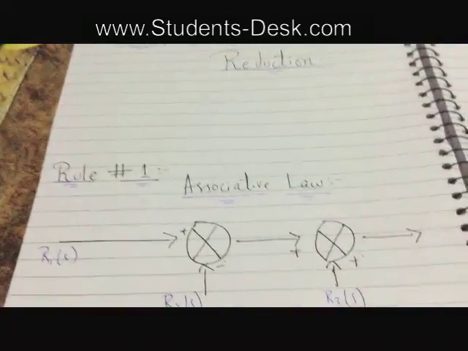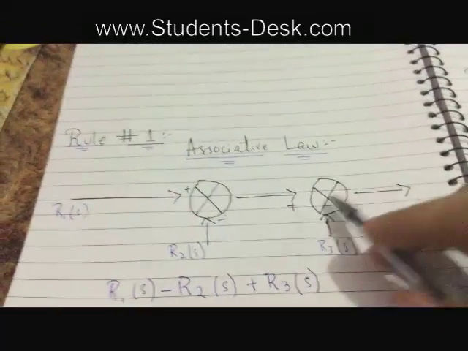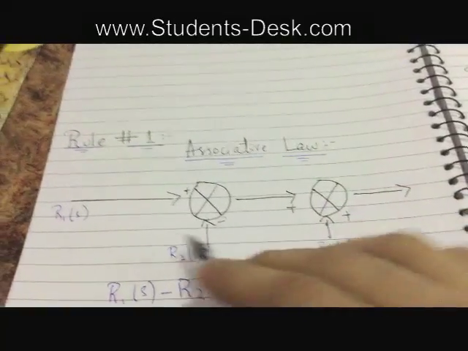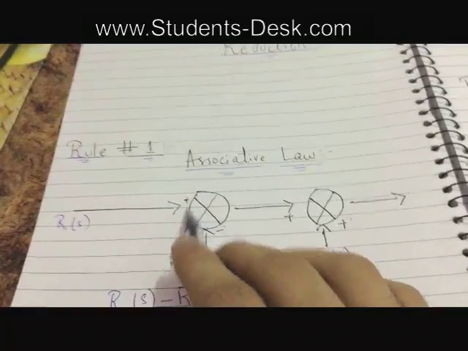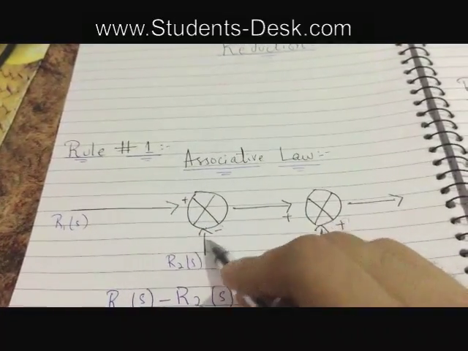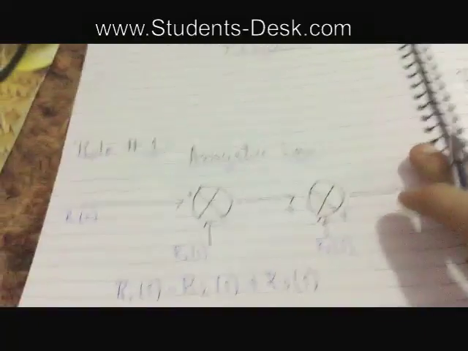The rule number one is the associative law. This is a simple block diagram which is given to us. These are the two summing points and these are the inputs. Input 1 is going into the addition sign, input 2 is negative, and input 3 is also positive, and then there is an output.